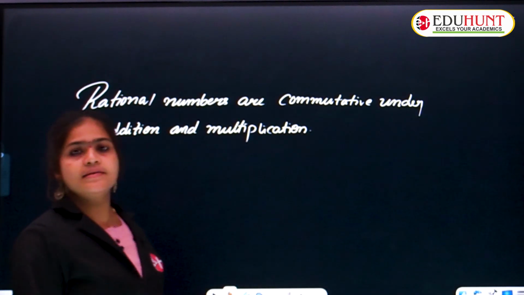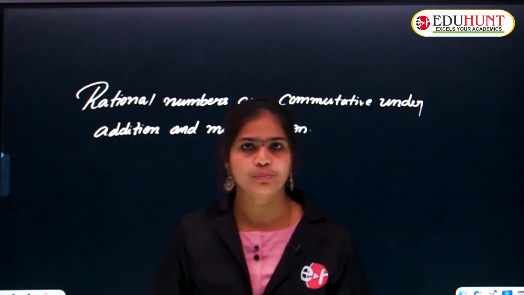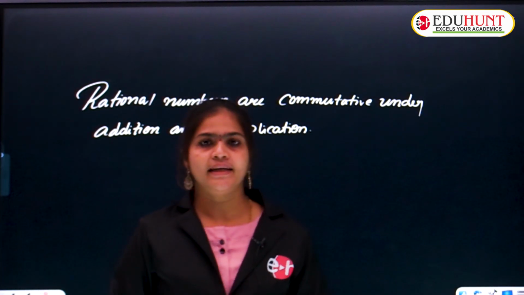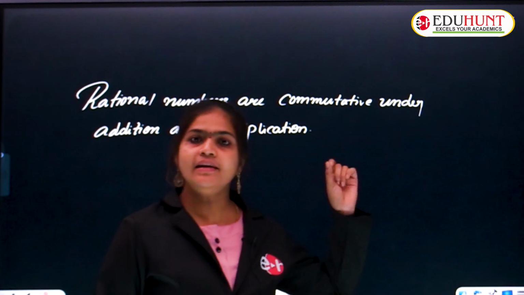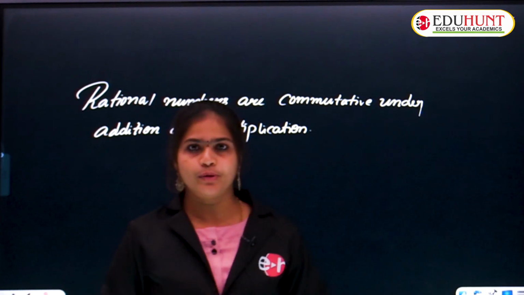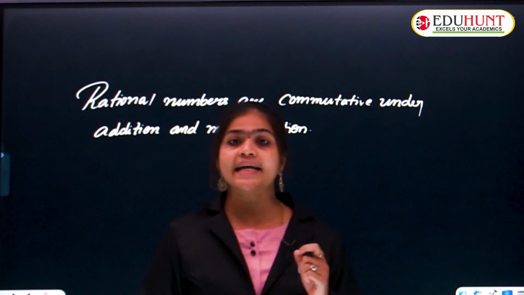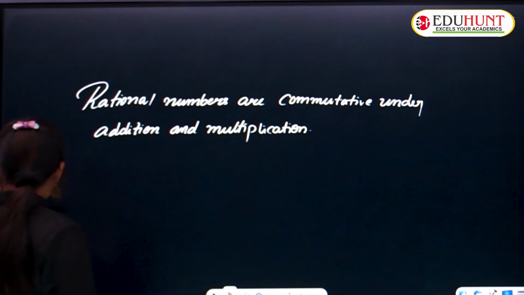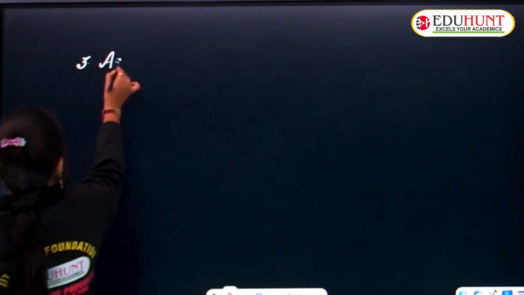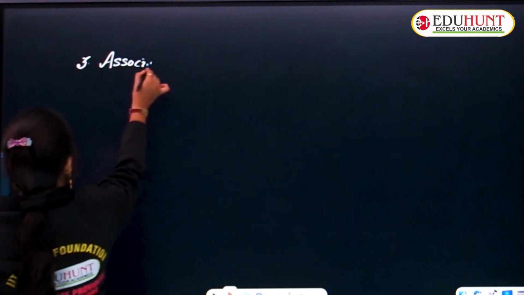Understood? So this is about that commutative property. After this property, what properties did we discuss here? Closure property and commutative property. Next we have the associative property. The third property is the associative property.